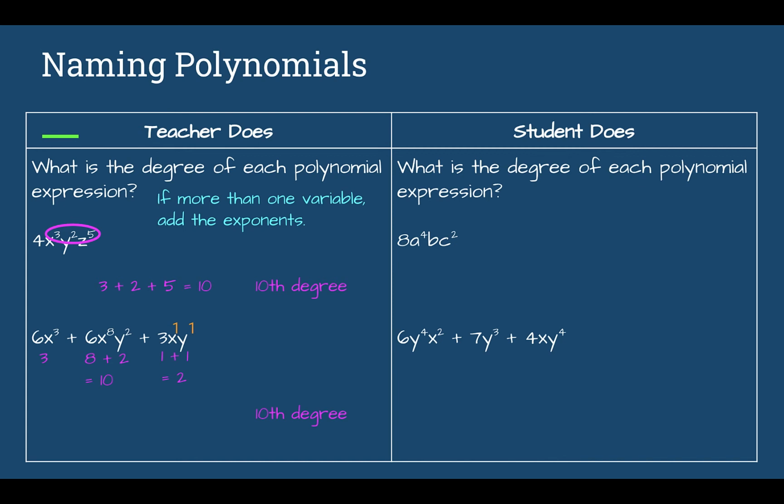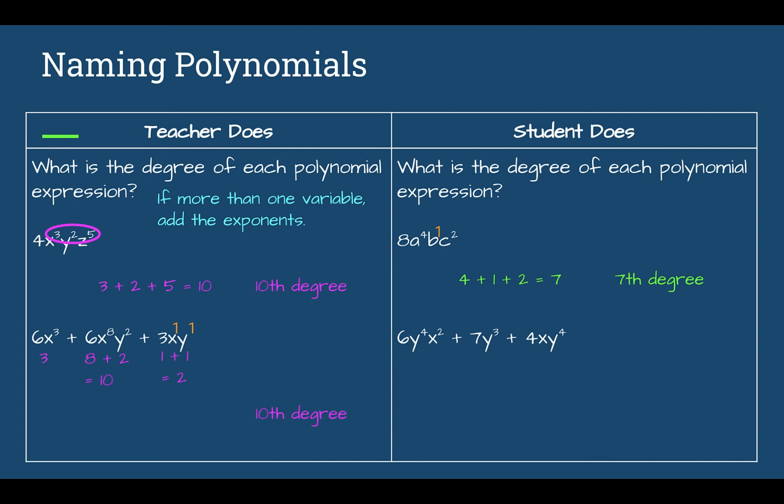Now it's your turn. Pause the video. Find the degree for each expression. Let's check. The first one is a 7th degree monomial here. So if you look closely, that b has a hidden 1. So 4 plus 1 plus 2, adding our exponents, would give us 7. So that would be 7th degree.